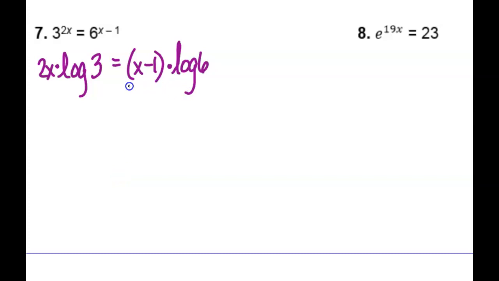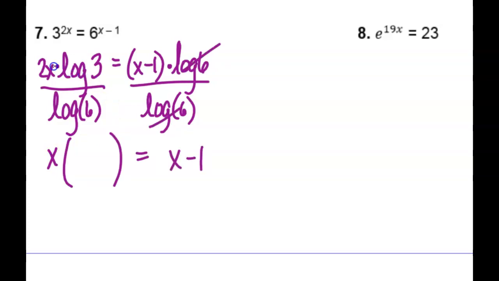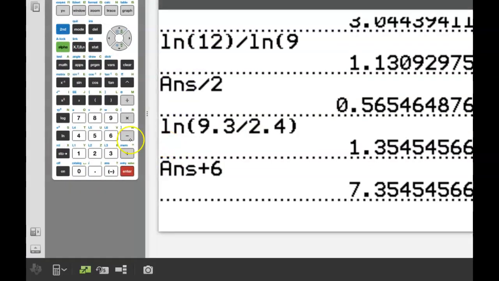How about if we divide the log of 6 to both sides first? I'm just trying to not have ugly decimals on both sides. How's that sound? Okay, so all of this is an x times something, and over here we have an x minus 1 left. Can we do 2 times the log of 3 divided by the log of 6 and see what we get? So 2 times the log of 3, close parenthesis, divided by the log of 6.